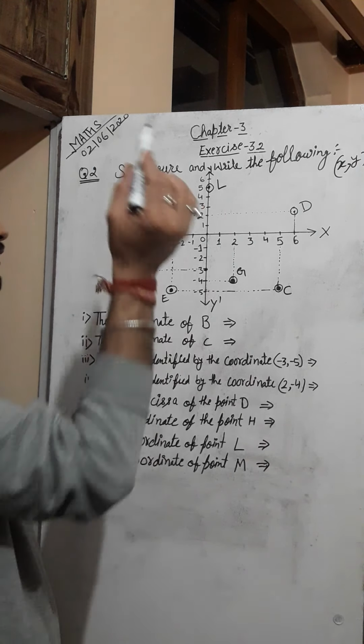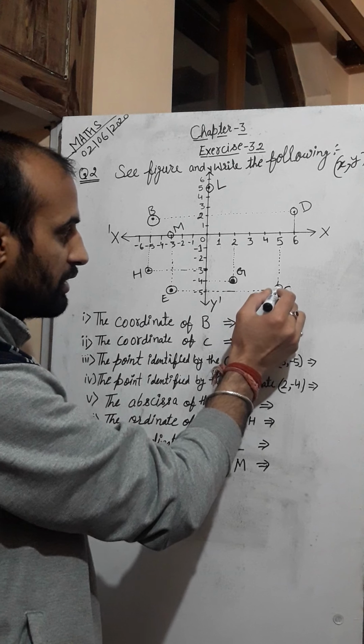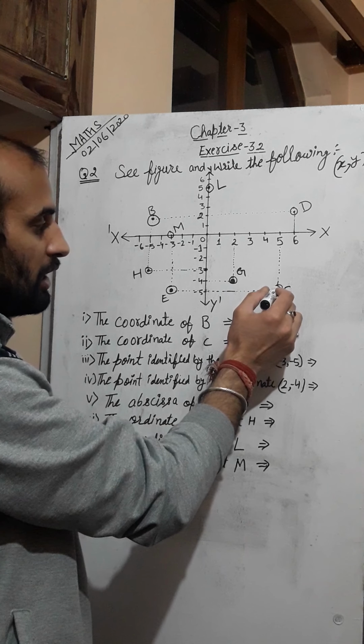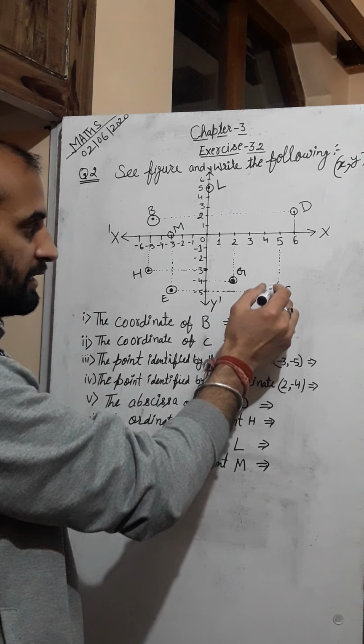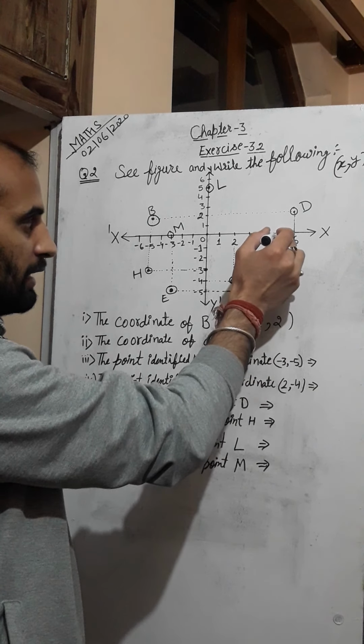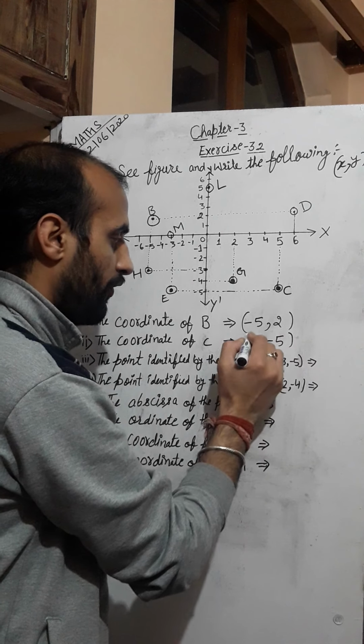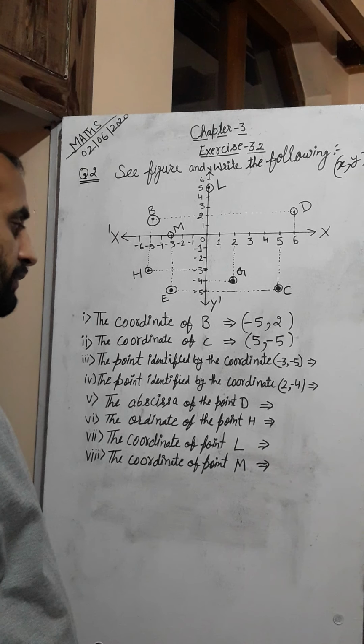Similarly, let's take the second part, the coordinates of C. First, where is C? This we need to find out. C is in the downside, here you can see. So the first value, as I told you, is from the x-axis, that is 5, and the second value I need from the y-axis, that is minus 5. This is your answer.